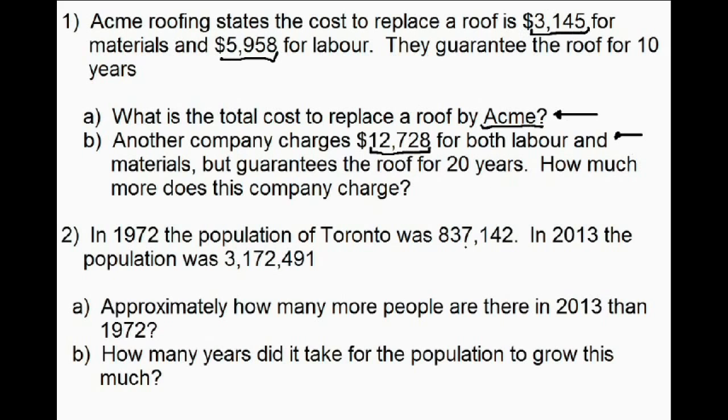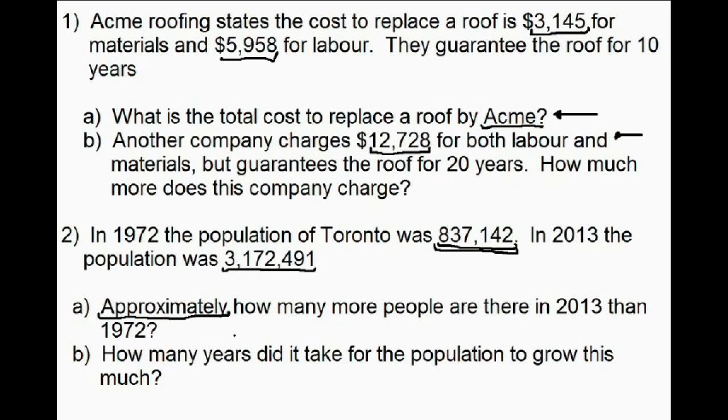Question number 2, we've got the population of Toronto in 1972. These numbers are all made up, but just assuming the population was around 837,142, and in 2013 the population was 3,172,491. The first part of this question is, how many more people are there in 2013 compared to 1972? And the question here says approximately. So that's an important word here.